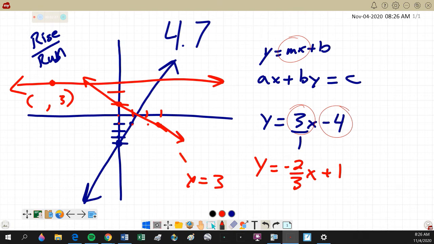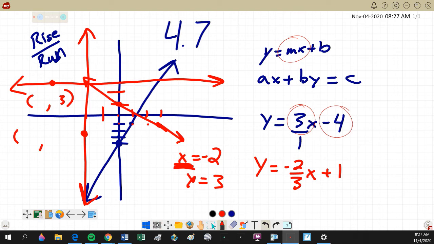What if we had x equals -2? -2 where? So this one is going to be a vertical line at -2. And again, it doesn't matter what point you pick. Every single point on that line is -2 comma something. Okay? Has all of that come back?